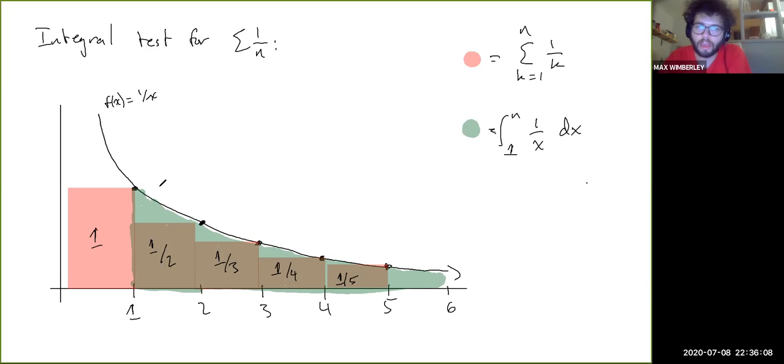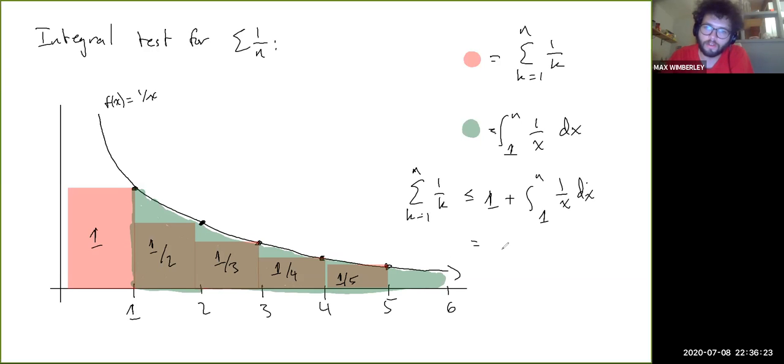The inequality we get is something like this. The sum from k equals 1 to n of 1 over k is less than or equal to 1 plus the integral from 1 to n of 1 over x dx, which is 1 plus log of n. Okay, great. So the partial sum is less than or equal to 1 plus log of n. Now, let's think about what happens as n approaches infinity. This expression approaches infinity. So what does that tell us about the partial sums? It tells us nothing, right?